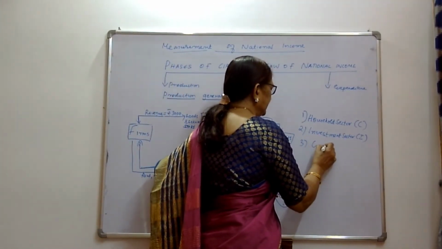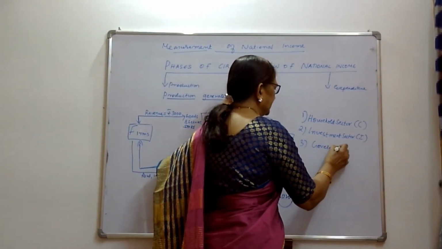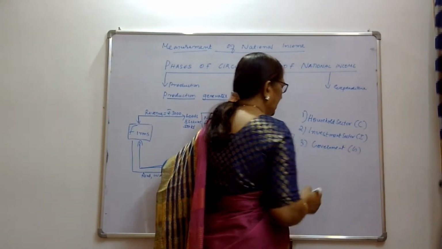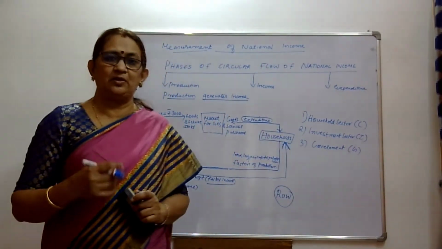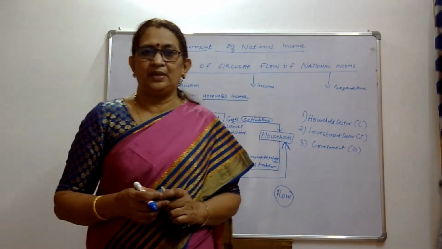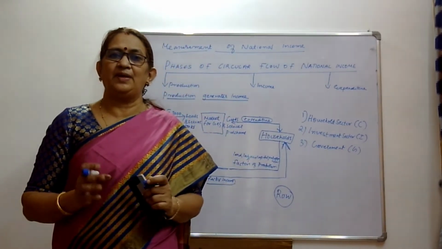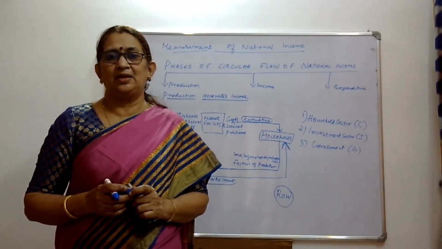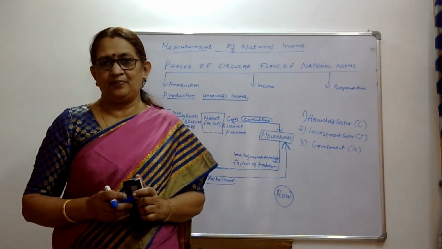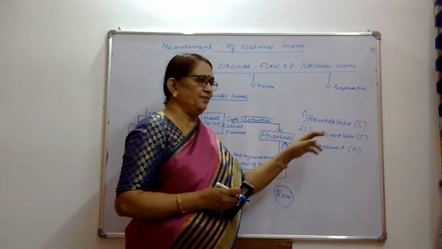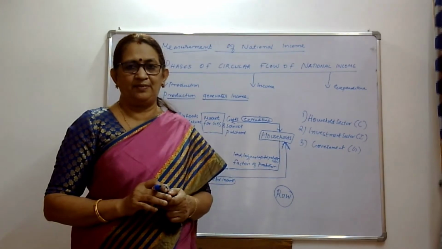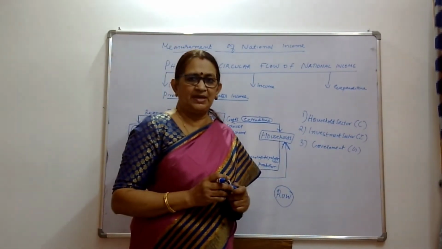Next sector is government sector, G. Government sector is also producing goods for the public welfare. But government is mainly standing for the welfare of the people. Its motive is not profit. But investment sector, private firms, their motive is profit. We are taking it as a separate sector.